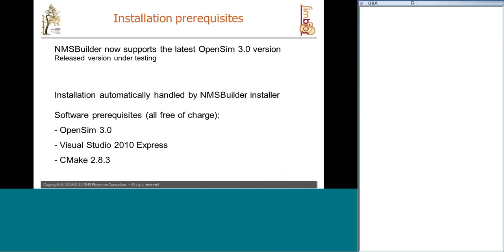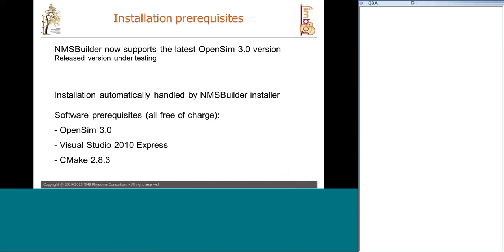As you've seen in the webinar, the Builder now supports the latest OpenSim version, which is 3.0. And we have released just this morning another version of the NMS Builder, which integrates the 3.0 version. This version is still under testing, so maybe you can find some bugs or some problems. You know, it's an open version. So feel free to contact us and report any bugs or anything related.